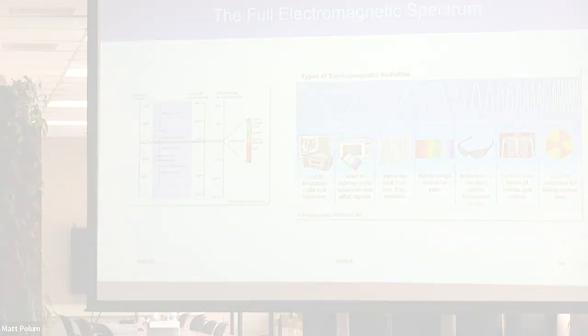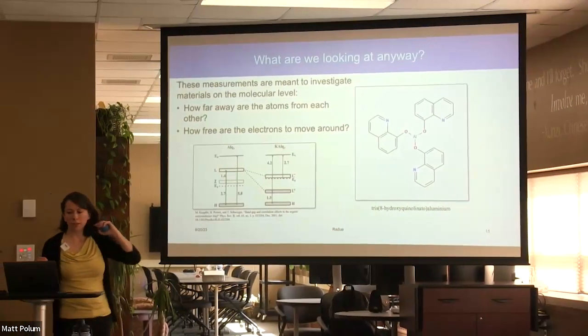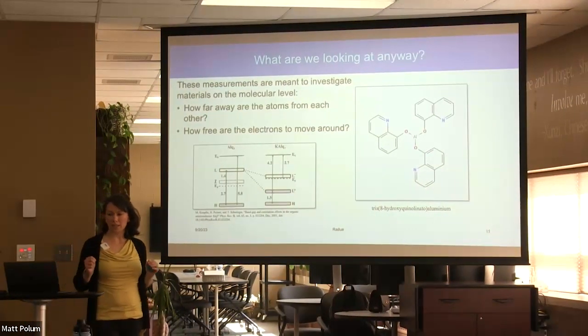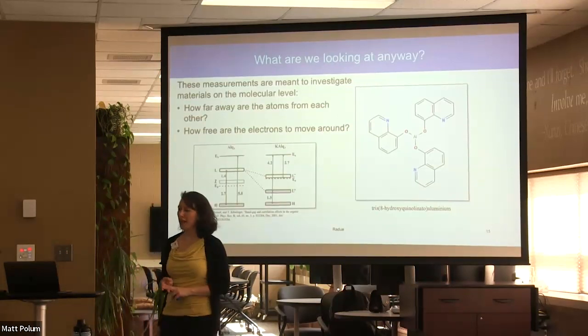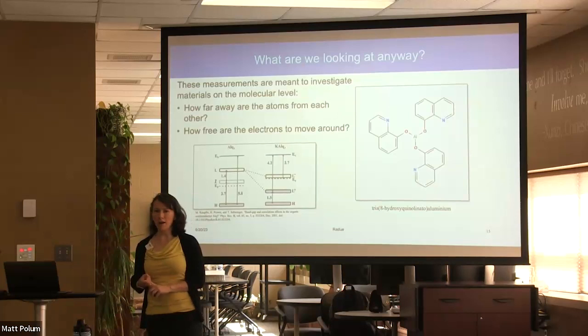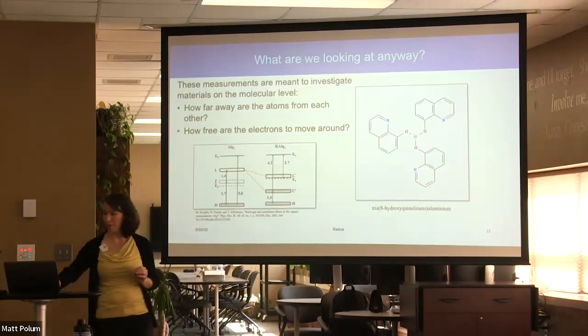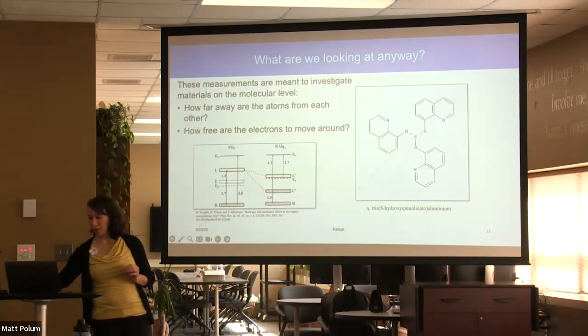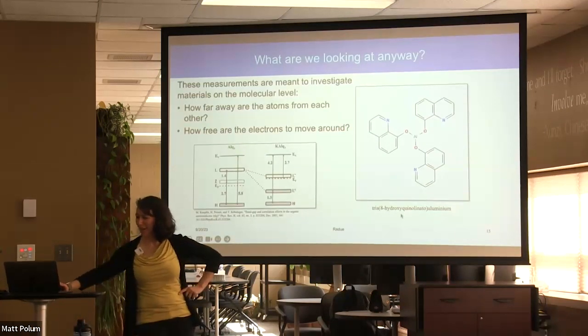So, all right, we've got our tool set. Now, what are we looking at anyway? I want to investigate this material on the molecular level, and there are two avenues for that. The first one is how far these atoms are from each other. What is the structure? How are they related to each other? Here's a diagram of our AlQ3, with the full name tris(8-hydroxyquinoline) aluminum. Dr. Rubicki can correct me on that later.